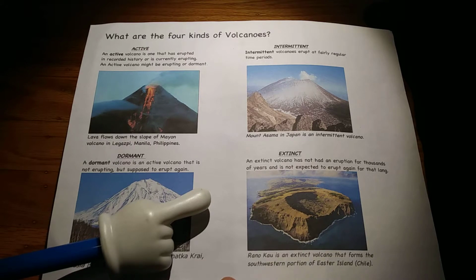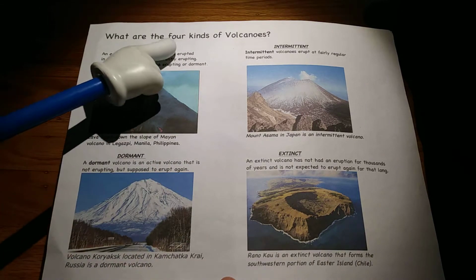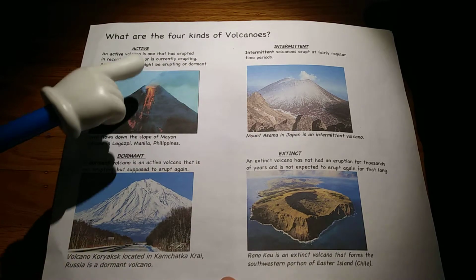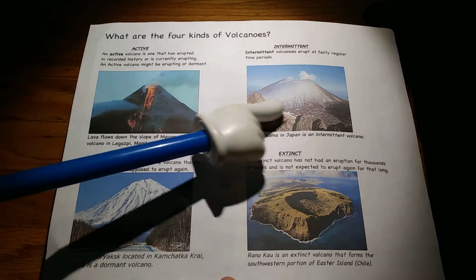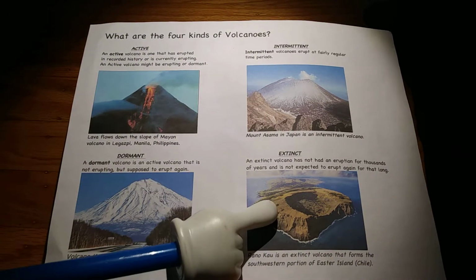Week 16. What are the four kinds of volcanoes? Active, intermittent, dormant, and extinct.